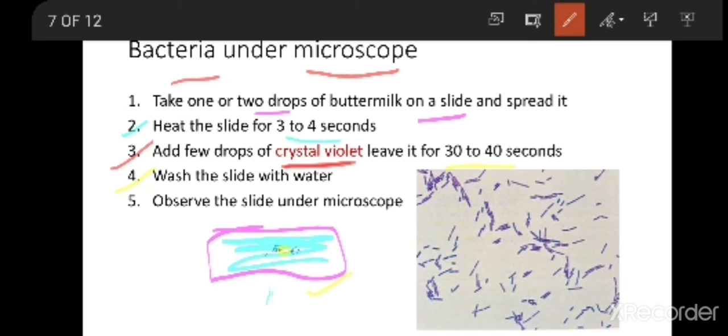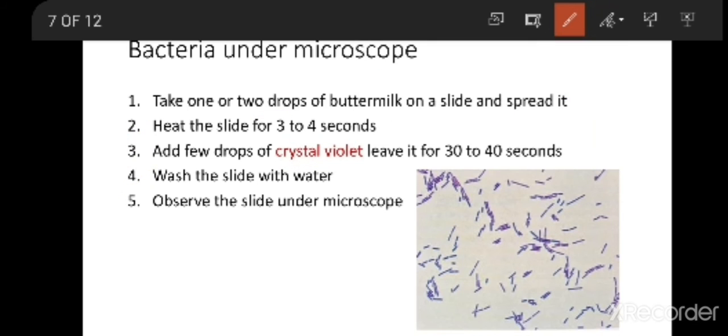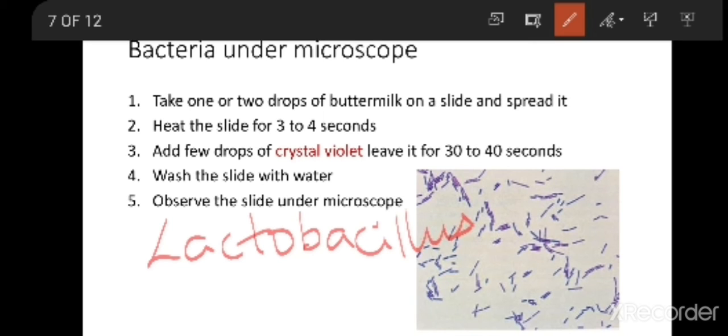When you observe under the microscope, you will see the small bacteria which are present. The same bacteria will be present in our curd also. Okay, small bacteria is present, and the name of this bacteria is lactobacillus bacteria. You have to remember lactobacillus bacteria. See, lacto means it is related to milk. Curd is prepared from milk only, no? So you can say it is lactobacillus.